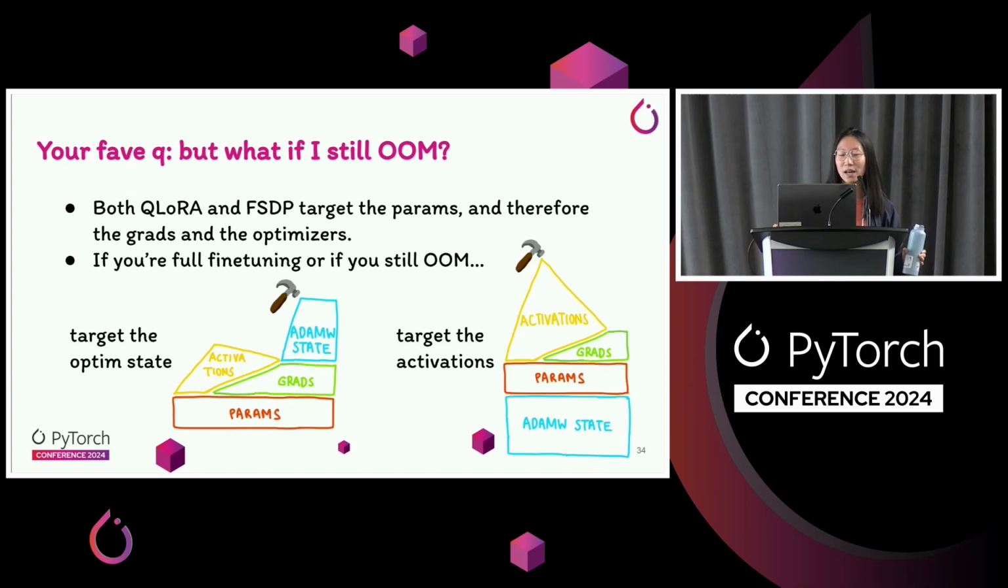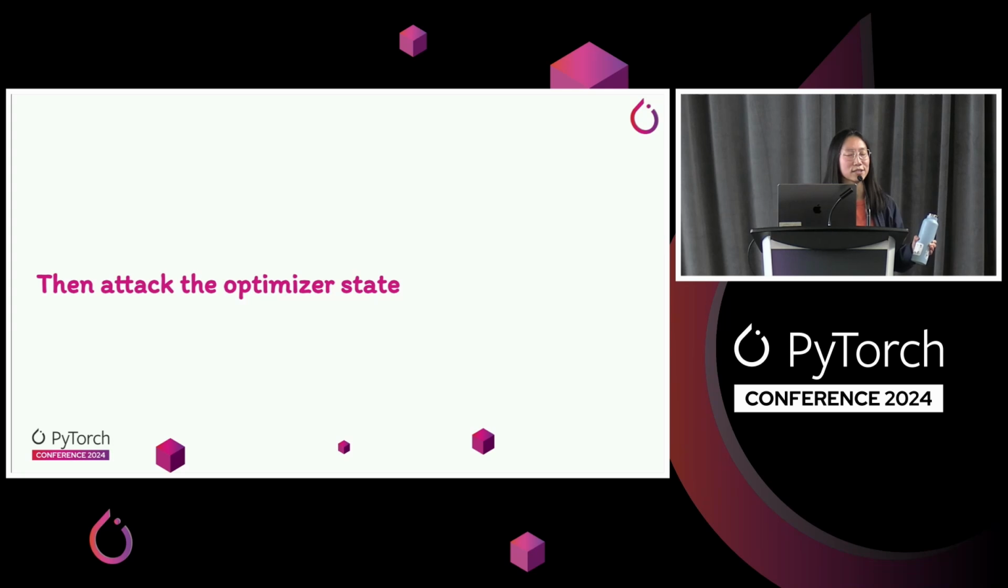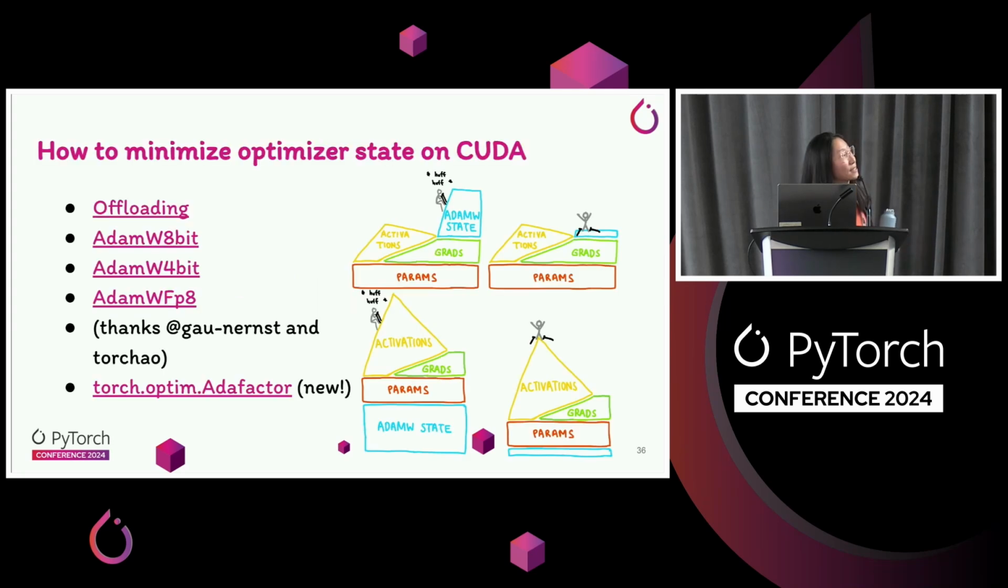You can do more. Remember that we were going to target more things. So first we're going to target the optimizer state. Remember the optimizer state is the blue little thing over there. And there's a lot you can actually do to the optimizer state. You can offload it, the same idea where you move it to the CPU. You can turn it from 32-bit to 8-bit, maybe even 4-bit. Thanks to Gau-Nernst and TorchAO, those APIs all exist today for you to try out. And also thanks to me, I wrote Adafactor. It's not that Adafactor didn't exist before, because it did, but now it's in PyTorch core, so go try that out.